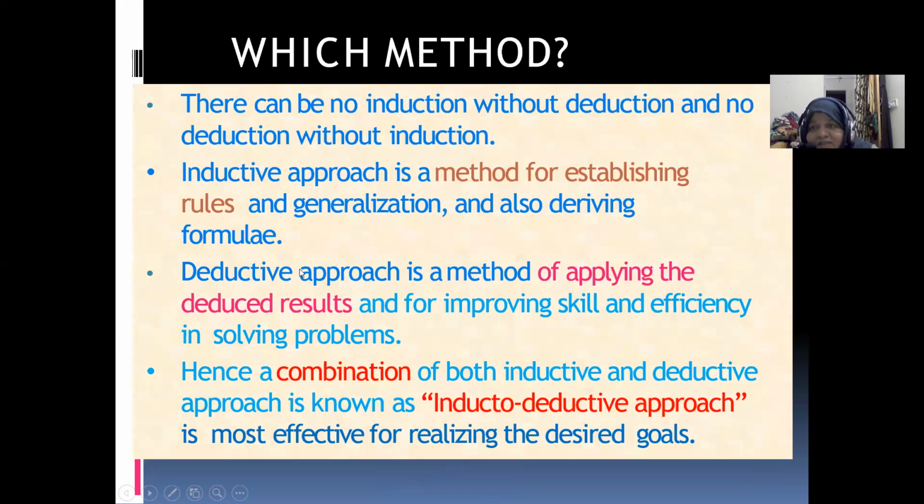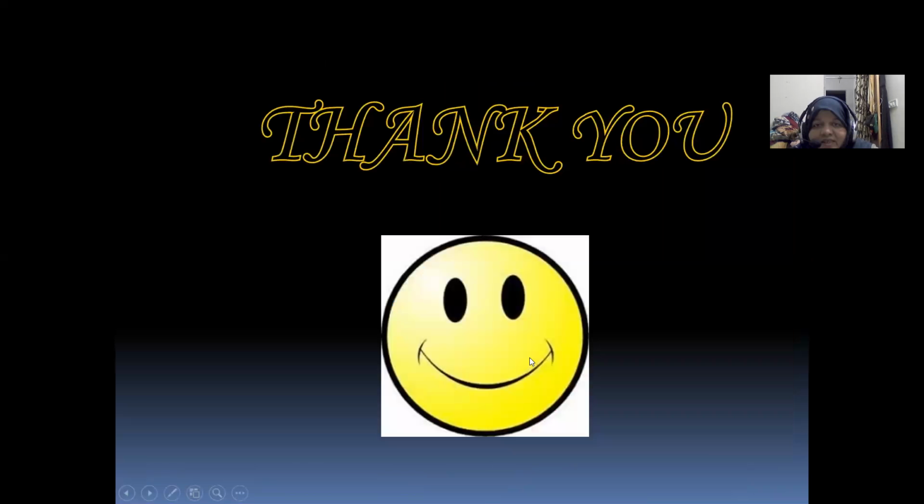Now, the question arises: which method should we use for teaching? There can be no induction without deduction and no deduction without induction. Actually, we introduce and then we come to the conclusion. So the inductive approach is a method for establishing rules and generalizations and also deriving formulas. The deductive approach is a method of applying the deduced results and for improving skill and efficiency in solving problems. Hence, a combination of both inductive and deductive approaches, known as the inducto-deductive approach, is most effective for realizing the desired goals.